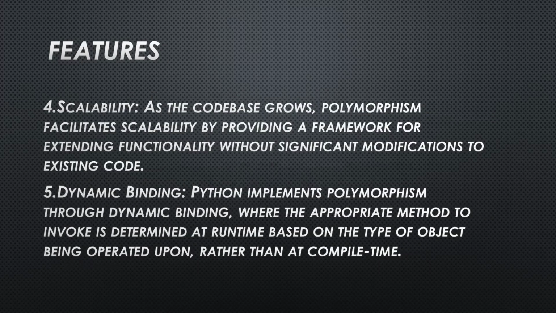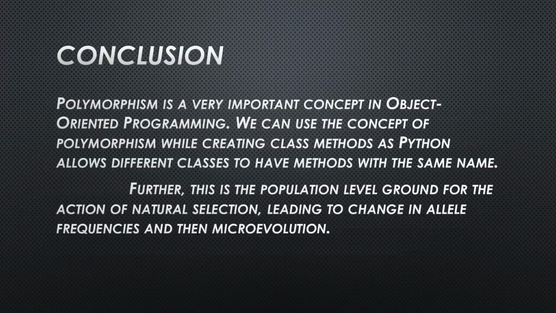Scalability. As the code base grows, polymorphism facilitates scalability by providing a framework for extending functionality without significant modification to existing code. Dynamic binding: Python implements polymorphism through dynamic binding, where the appropriate method to invoke is determined at runtime based on the type of object being operated upon, rather than at compile time.